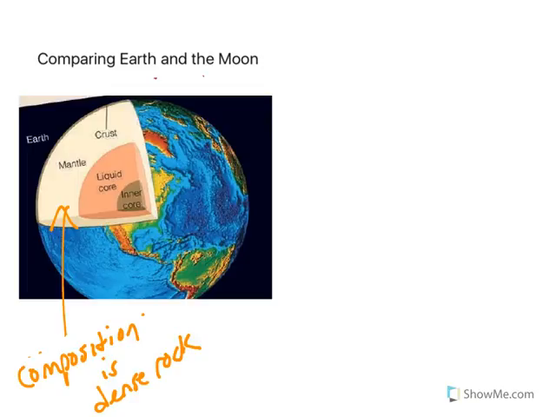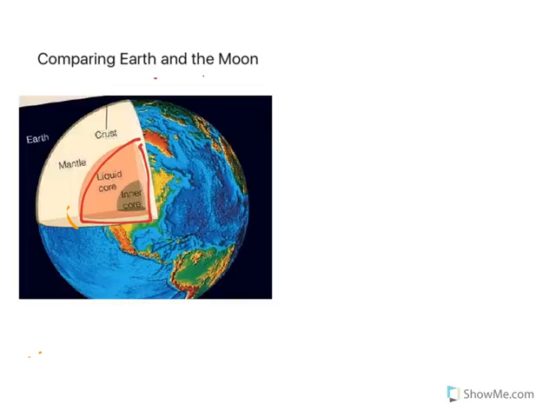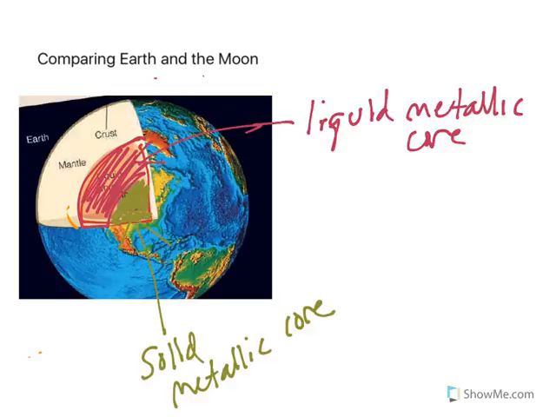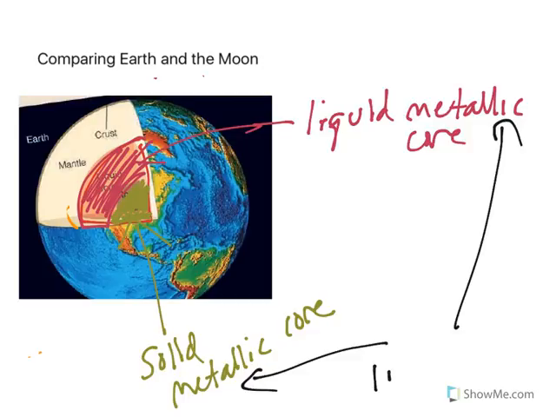Now let's look at the core. The core is broken into a liquid core and an inner metallic core, a much more dense, solid type core. Now when we refer to metallic on the Earth, we mean iron and nickel. So the metallic core, whether it's liquid or solid, is made of iron and nickel.